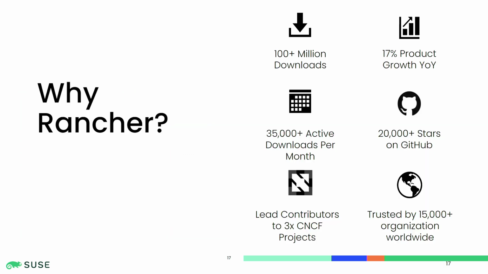I would like to go to the next slide with why Rancher. Again, it's open source, with over 100 million downloads already, 35,000 active downloads per month, which we're tracking, over 20,000 GitHub stars, and it is one of the lead contributors to CNCF projects. It is also trusted by over 15,000 organizations worldwide already.